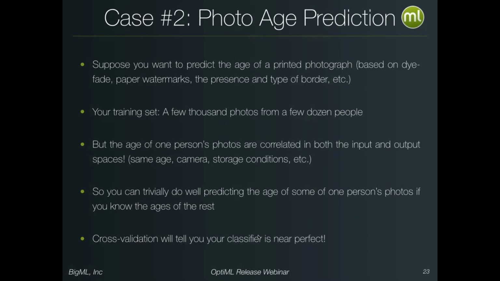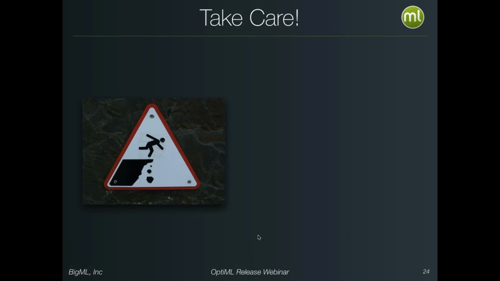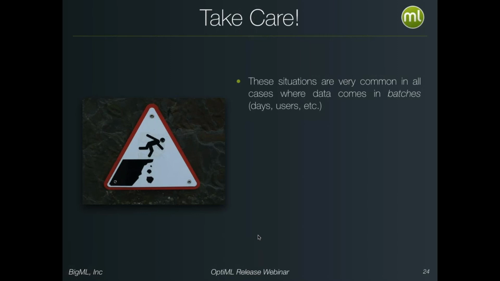And you have roughly the same problem in the market prediction case. You can do a very good job predicting the points that are adjacent to the ones that you already have. Of course, that's not useful. What's useful is being able to predict when you don't have those adjacent points, for new days, for new batches of data. And so this is a real time to take care here. There are situations that are very common in a lot of cases where data comes in batches. Here we talked about batches of days in the market case, or batches where each batch is a user in the photo age case.